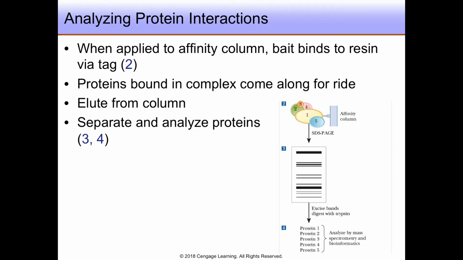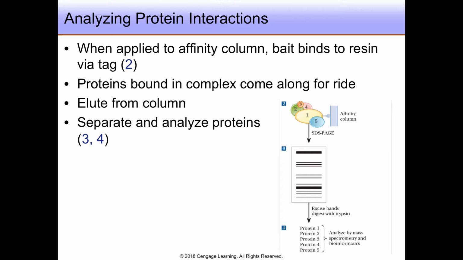In step 2, a cellular extract is applied to the affinity column and the bait binds via the surface tag. The bait is then eluted from the column in complex with the other proteins. In step 3, the proteins are isolated using SDS-PAGE and the protein bands are excised from the gel.